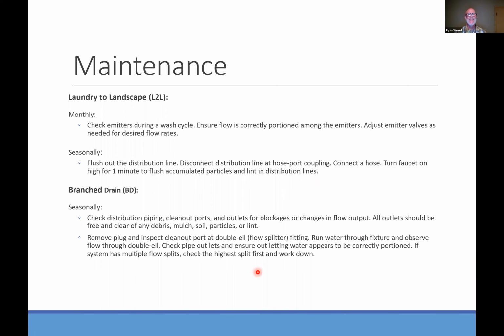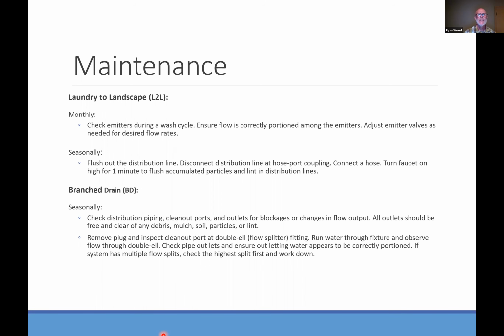Yes, there's always maintenance. So for laundry to landscape, monthly, make sure those emitters are flowing and nothing's getting clogged. Seasonal, this is definitely maybe once a year would be good, but definitely flush that system out.